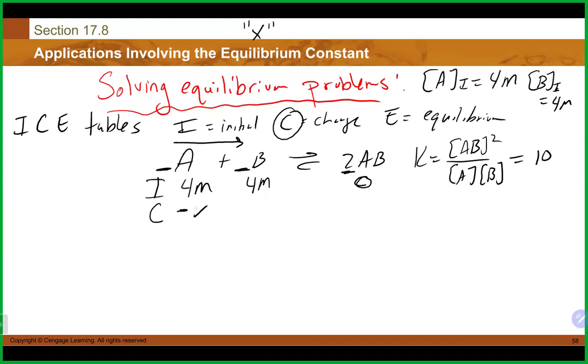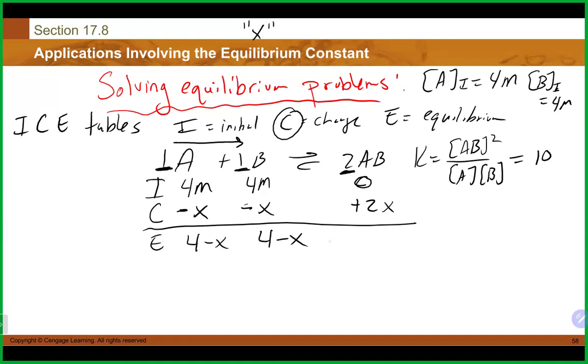So this would be minus x, and it's really minus 1x because the coefficient there is 1. This would be minus 1x because it should be decreasing with time and the coefficient is 1. The product should be increasing, so this would be plus 2x here, again because the coefficient there is 2. If we take this down to our equilibrium, this is 4 minus x, 4 minus x, and 2x in this particular case. First off, any questions on that table?